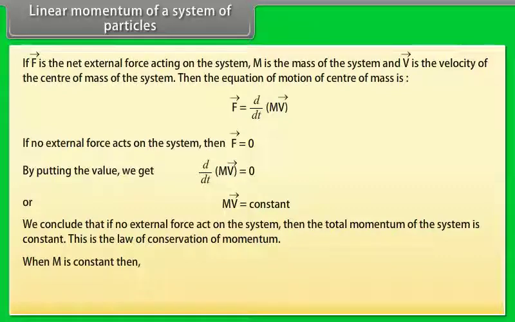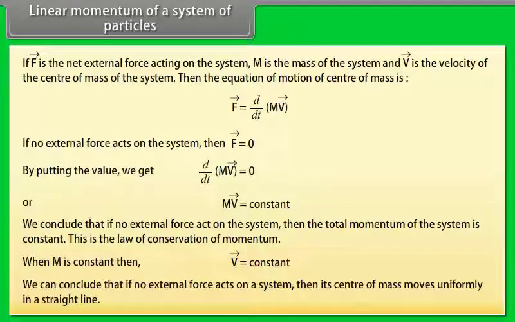When the value of m is constant, then v vector is also equal to constant. We can conclude that if no external force acts on a system, then its center of mass moves uniformly in a straight line.